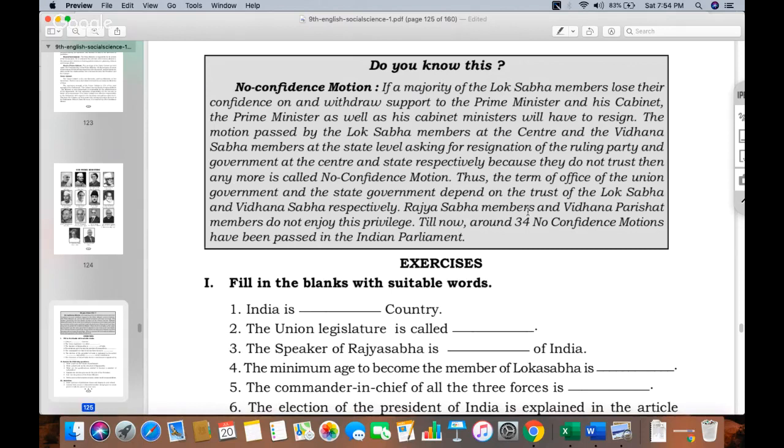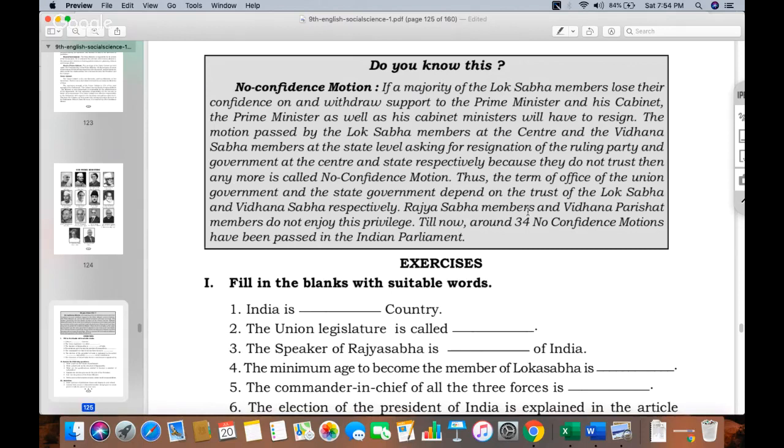Okay, so a no confidence motion is when a majority of Lok Sabha members lose their confidence in and withdraw support to the Prime Minister and his cabinet, the Prime Minister as well as cabinet ministers will have to resign. It means that if they do not enjoy the trust of the parliament, if they are not supported by 272 members, then they have to resign. The motion is passed by Lok Sabha members at the center and the Vidhan Sabha members at the state level, asking for resignation of the ruling party and the government at the center and state respectively because they don't trust them.